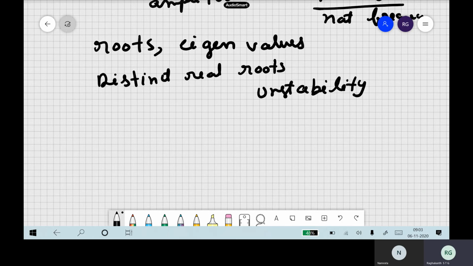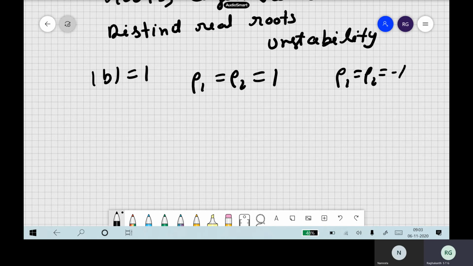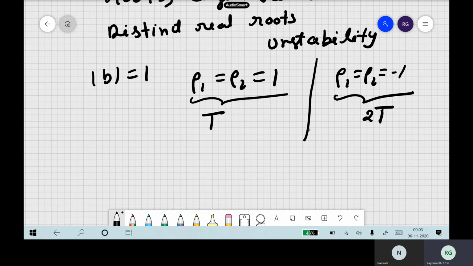Now when b is equal to 1, we have done this. This will give you the real roots. Here we had rho 1, rho 2 as 1, and rho 1, rho 2 as minus 1. So this gives you the periodic solutions with time period T, and this one will give you the periodic solutions with time period 2T. This is the most important thing. Whenever you are seeing the stability boundaries, not only rho 1 rho 2 equal to 1, then minus 1 also comes, but here the periodicity switches from T to 2T.